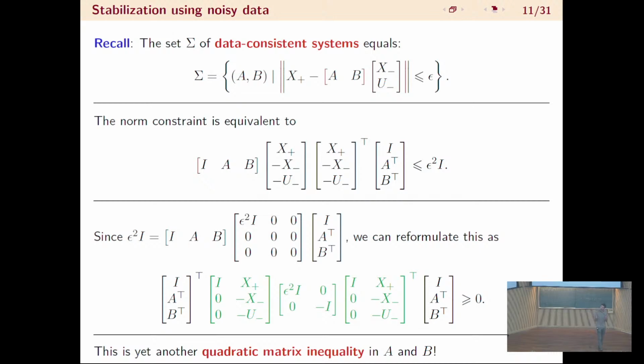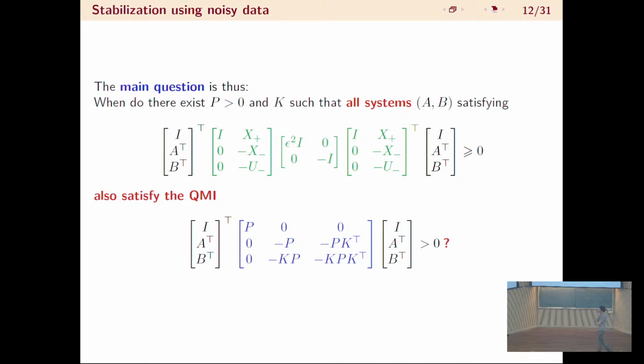Now, why is that important? That tells you something about the structure of this problem. Because what do we want to do? We want to find this common Lyapunov function and controller for all systems consistent with the data. But we can reformulate that question as follows. When does there exist this Lyapunov matrix P and this controller K, such that all systems consistent with the data, equivalently, all systems satisfying this quadratic matrix inequality, also satisfy the Lyapunov inequality, in other words, the quadratic matrix inequality over here? So that's really the structure behind the problem.